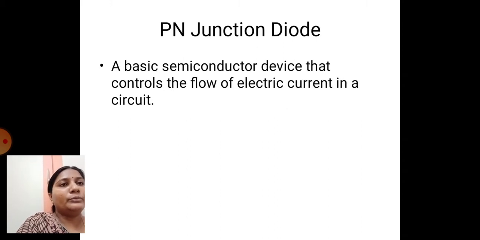Now we are going to mix these two terms, PN junction and diode. So we can simply say that a PN junction diode is a two-terminal semiconductor device which is used to allow the flow of current in one direction and opposes the flow of current in the other direction. So we can say that a PN junction diode can be used as a conductor in one direction and as an insulator in the other direction.